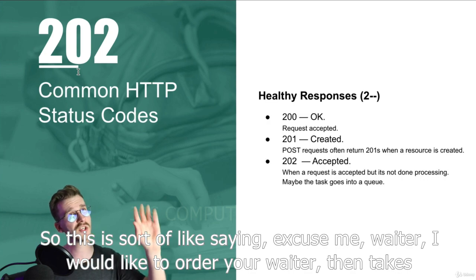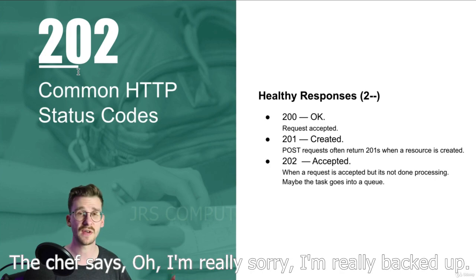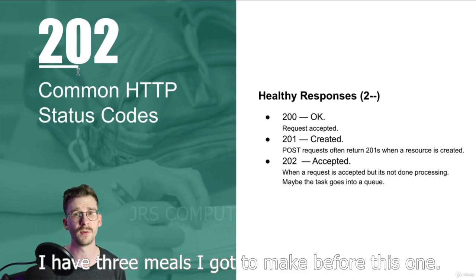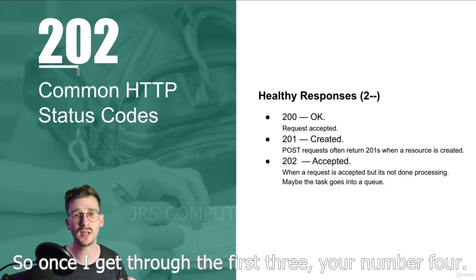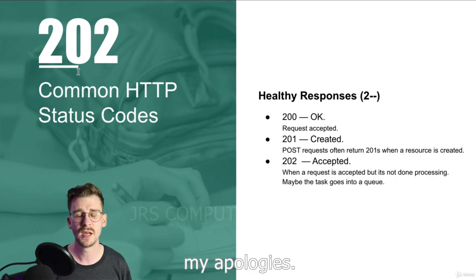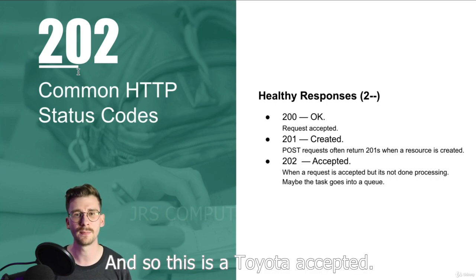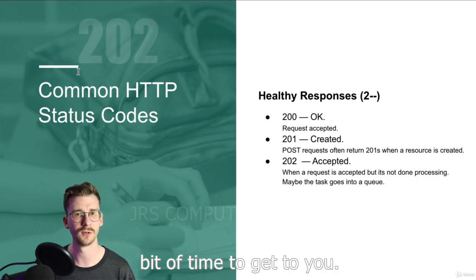And a 202 means it was accepted, but the server's busy. So this is sort of like saying, excuse me, waiter, I would like to order. Your waiter then takes your order, goes to the kitchen. The chef says, oh, I'm really sorry. I'm really backed up. I have 3 meals I've got to make before this one right now. This is number 4. So once I get through the first 3, you're number 4. But could you tell the customer that's going to be a couple minutes and maybe send my apologies? And so this is a 202, accepted. This is your waiter saying, yep, your request was accepted, but your food's going to take a little bit of time to get to you.